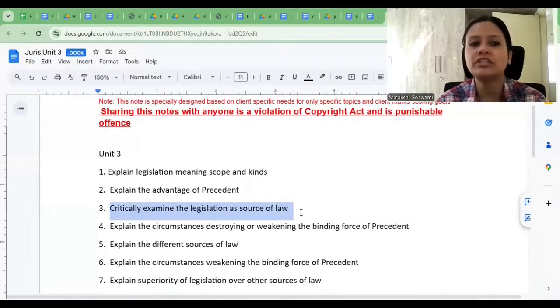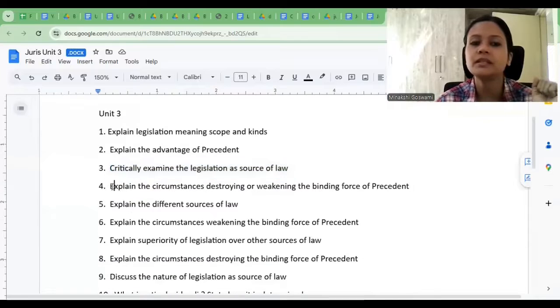So definitely from Unit 3, something around sources of law you can expect. It can be write a short note on sources of law. It can be write a note on any of the specific sources also, or it can be how a specific source helps, like that also you can expect questions. Explain the circumstances destroying or weakening the binding force of precedent. Explain the different sources of law.